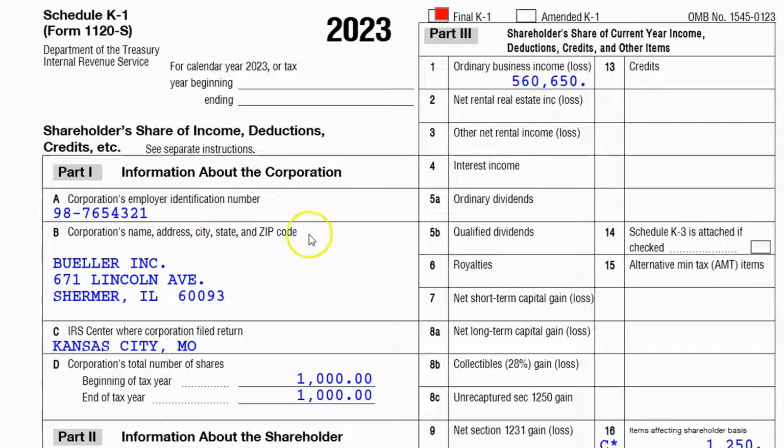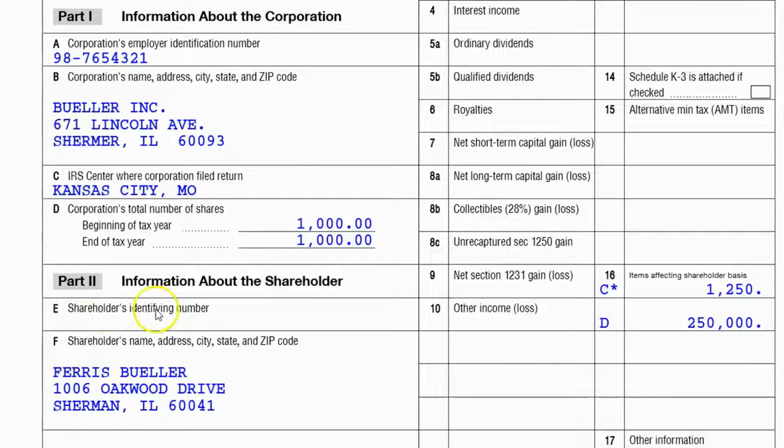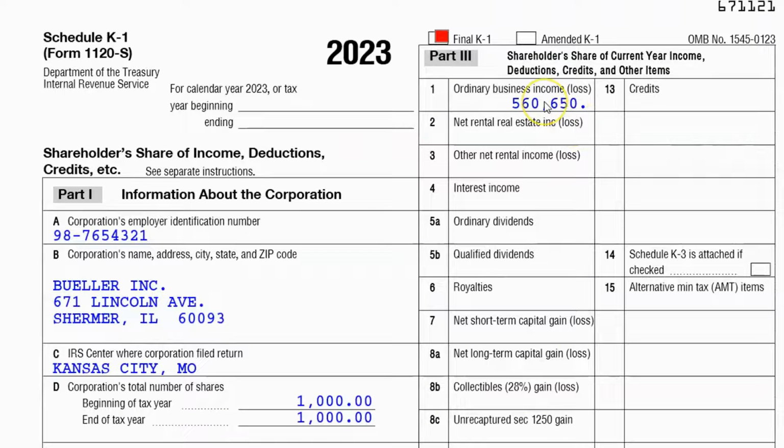Now, the IRS tracks all of this because on this K1, I didn't put it here, but Ferris will have a social security number. Here's the business's EIN. So once the business files this, then the IRS knows, all right, when we look at Ferris's tax return, he better show $560,000 of income. If not, we're going to send him an IRS letter. So that's kind of like the whole tracking of this.